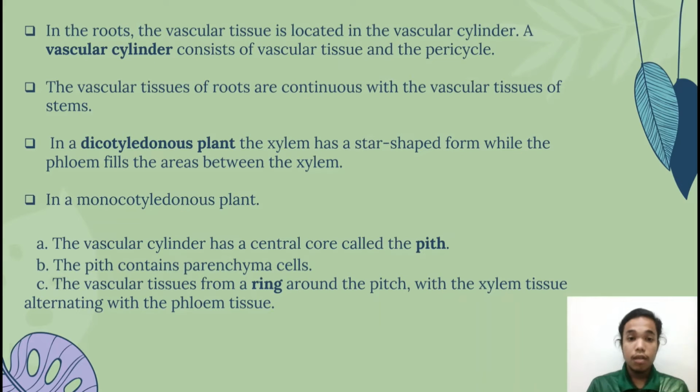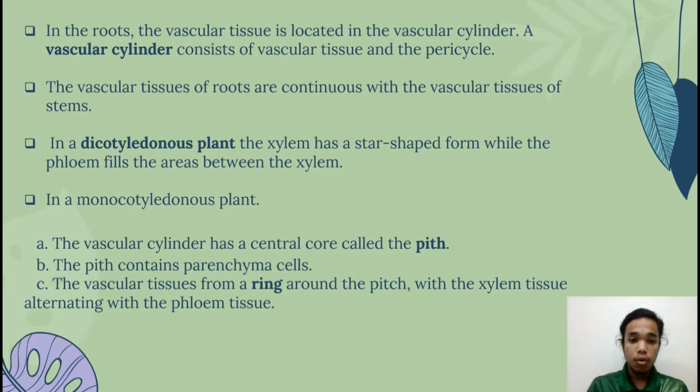In the roots, the vascular tissue is located in the vascular cylinder. A vascular cylinder consists of vascular tissue and the pericycle. The vascular tissues of roots are continuous with the vascular tissues of stems. In a dicotyledonous plant, the xylem has a star-shaped form while the phloem fills the areas between the xylem.